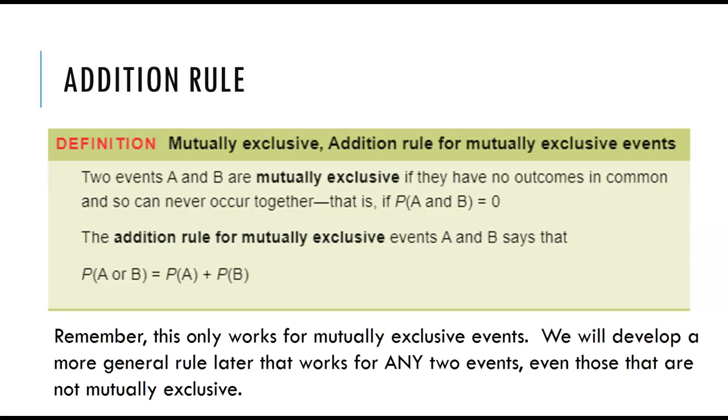So let's get our addition rule down. This rule only works for mutually exclusive events. That's important. Two events, A and B, are mutually exclusive if they have no outcomes in common and can never occur together. That is, if the probability of A and B together is 0. The addition rule for mutually exclusive events says that we can just add our probabilities together. Remember, this only works for mutually exclusive events. For example, our M&Ms. I can't get both a green and a red M&M at the same time if I'm just drawing out one M&M. We will develop a more general rule later that works for any two events, even those that are not mutually exclusive.